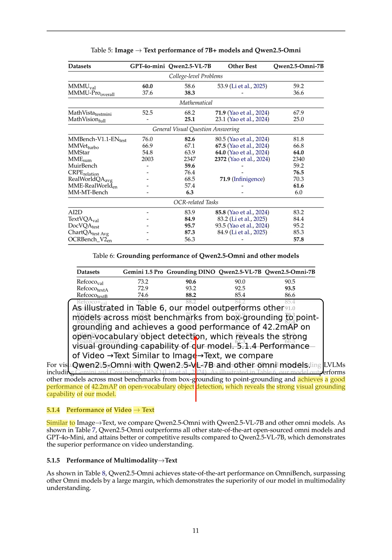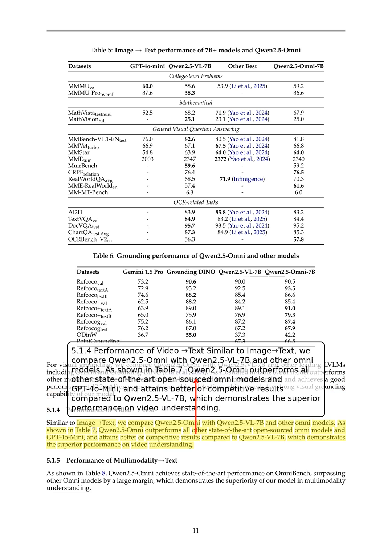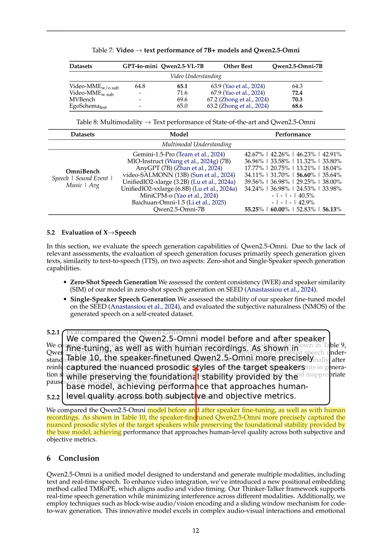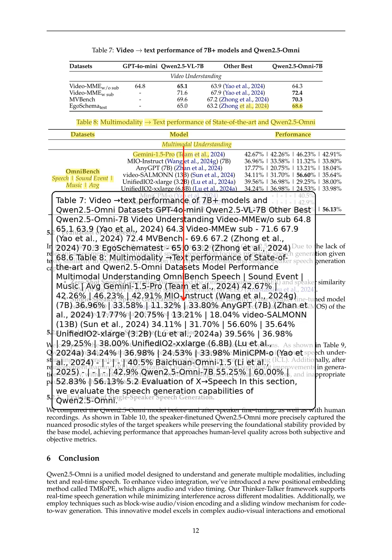And for video to text without any audio? For that, they use benchmarks like Video-MME and MVBench. Table 7 shows it beats other open-source Omni models and GPT-4o Mini, and it's competitive with Qwen2.5-VL-7B, even though that one's specifically designed for vision tasks.